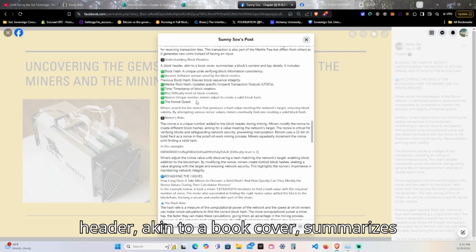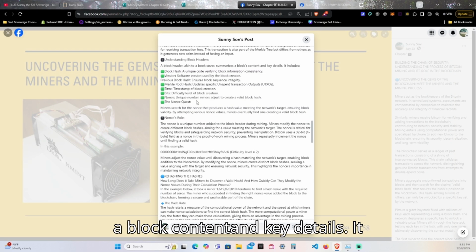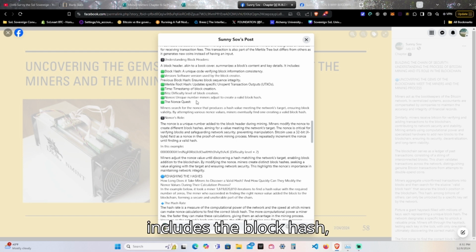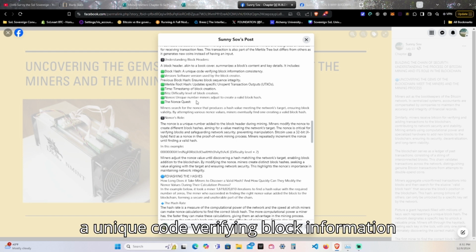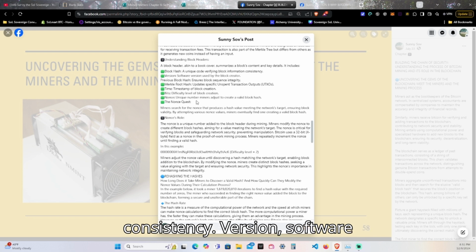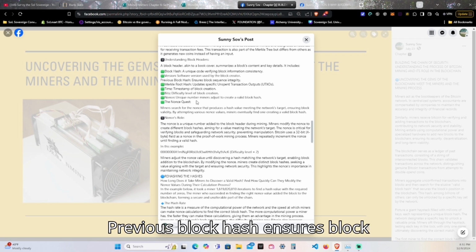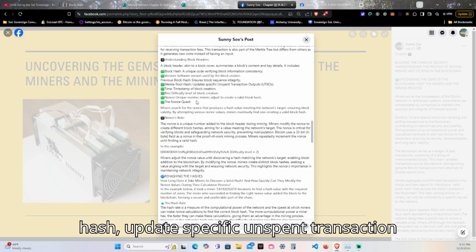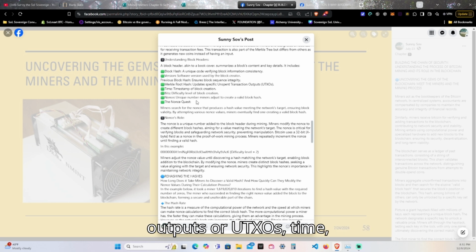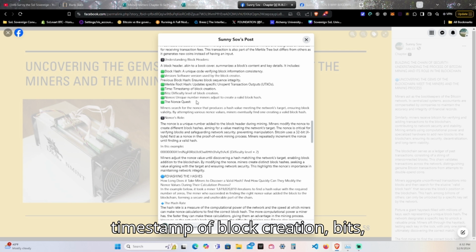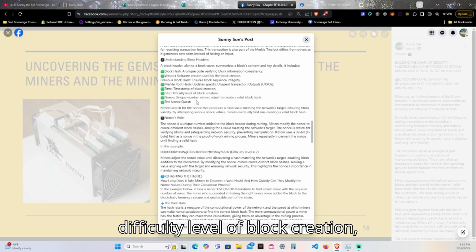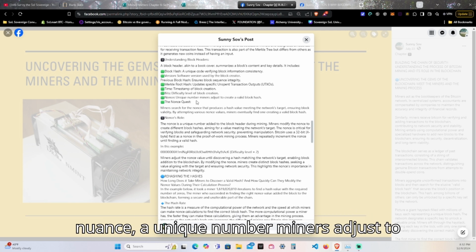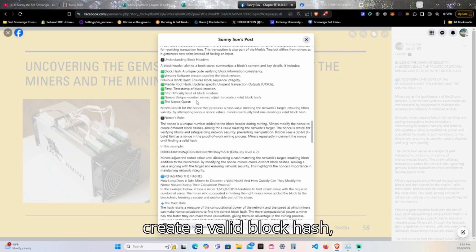A block header, akin to a book cover, summarizes a block's content and key details. It includes the block hash, a unique code verifying block information consistency; version, the software version used by the block creator; previous block hash, which ensures block sequence integrity; the Merkle root hash, which updates specific unspent transaction outputs or UTXOs; timestamp of block creation; bits, the difficulty level of block creation; and nonce, a unique number miners adjust to create a valid block hash.